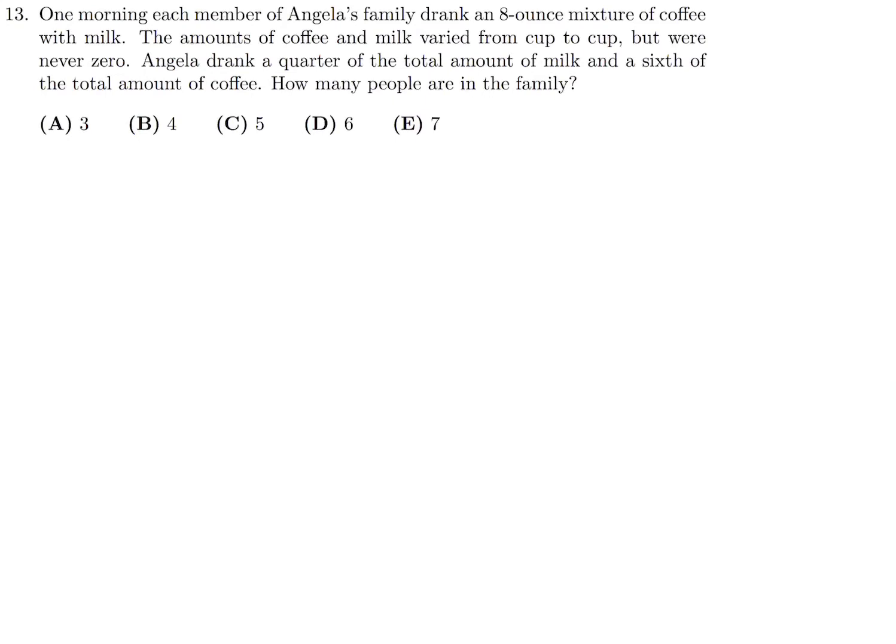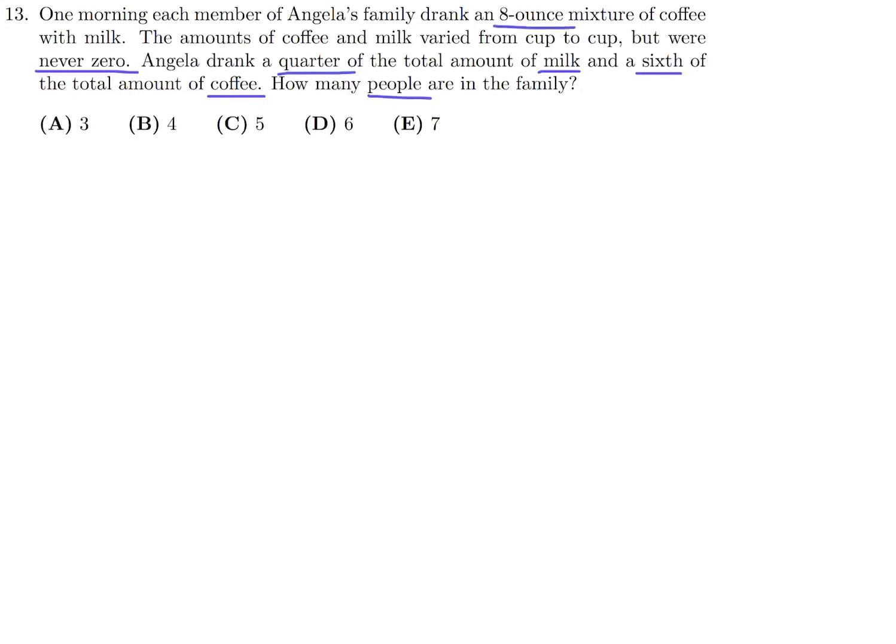One morning, each member of Angela's family drank an 8-ounce mixture of coffee with milk. The amounts of coffee and milk varied from cup to cup, but were never zero. Angela drank a quarter of the total amount of milk and a sixth of the total amount of coffee. How many people are in the family?